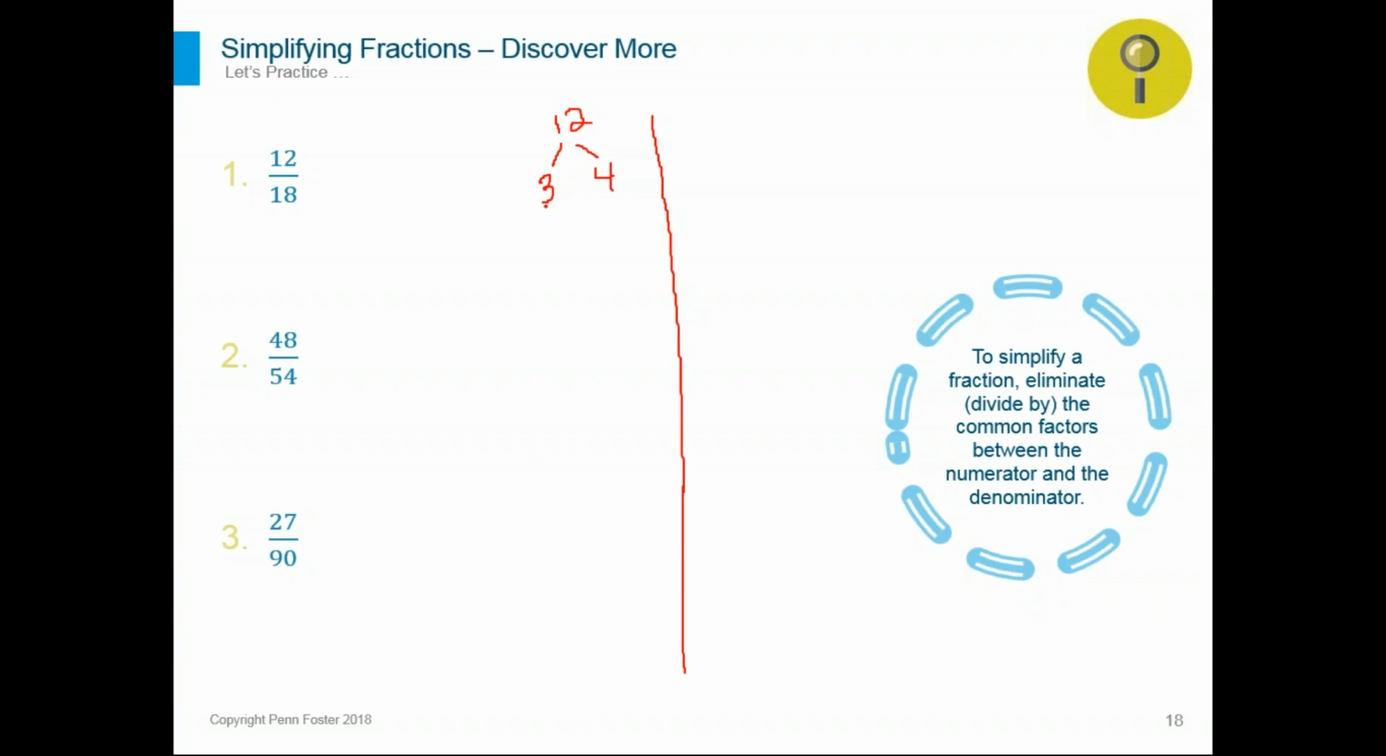3 is a prime number. 3 is what times what? 3 times 1. So that's it for the 3. I cannot factor 3 anymore, so I'm going to leave the 3. Look at the 4.